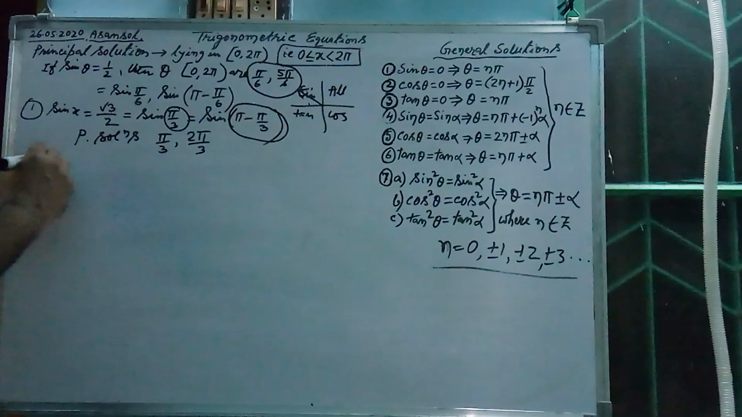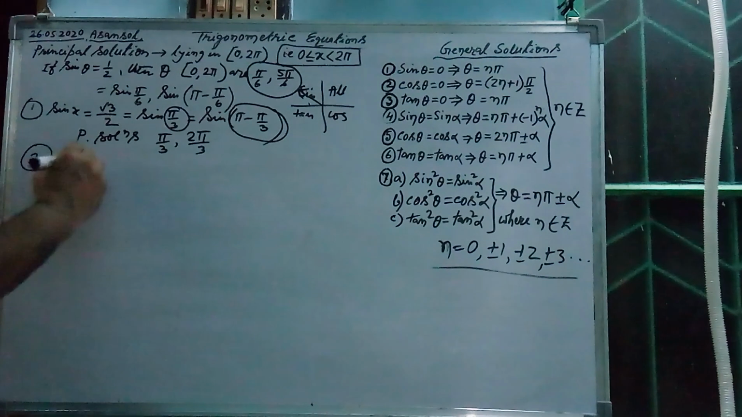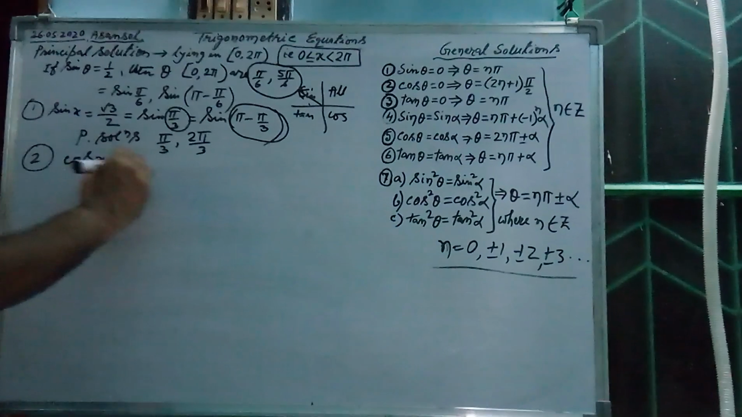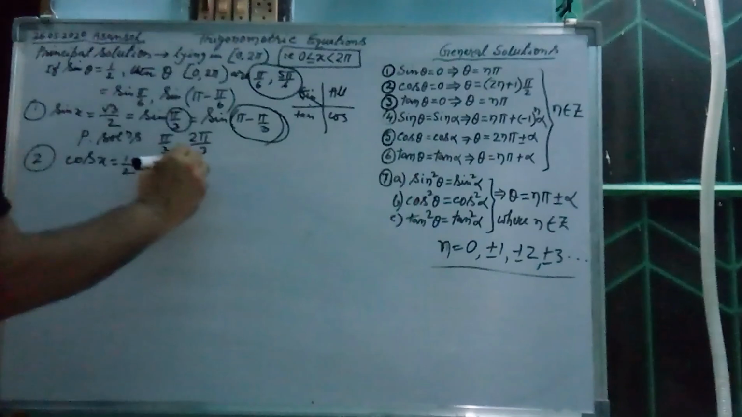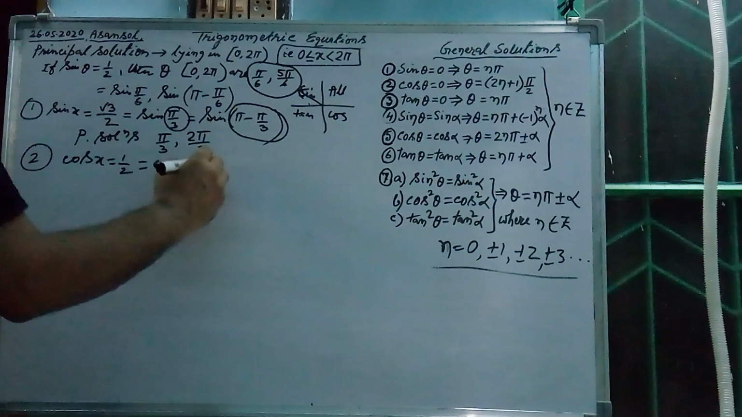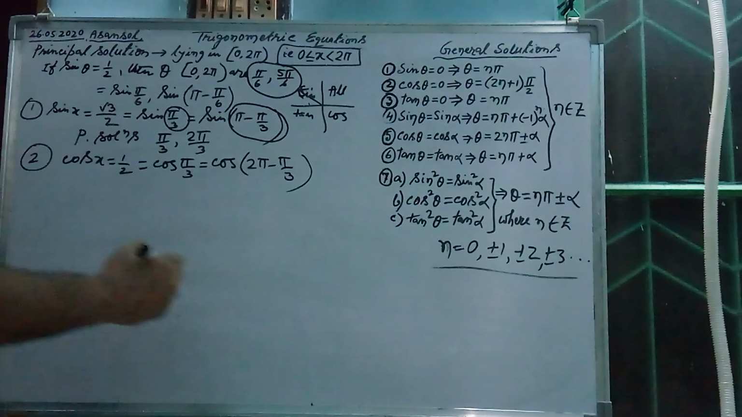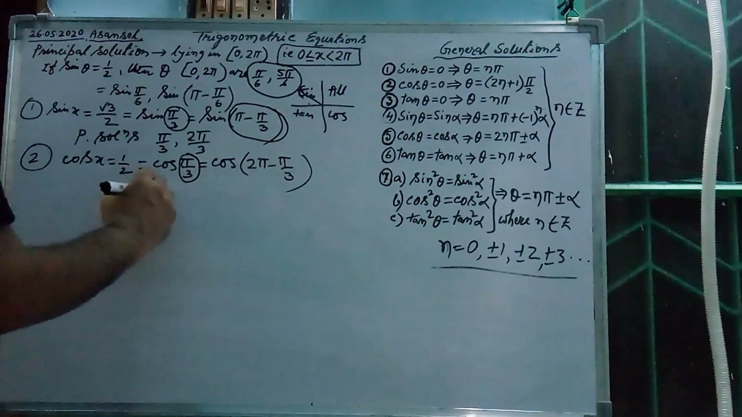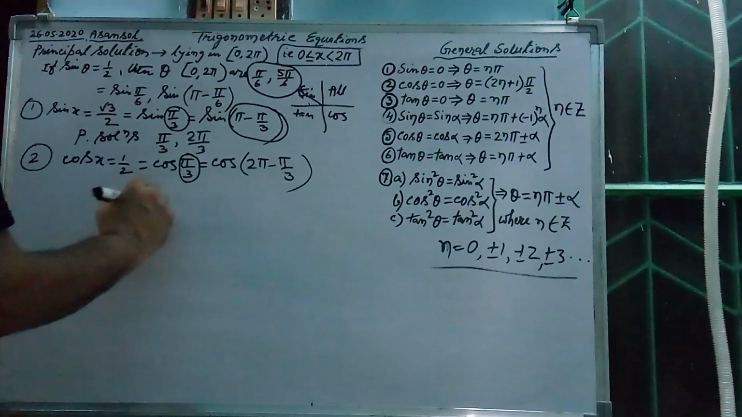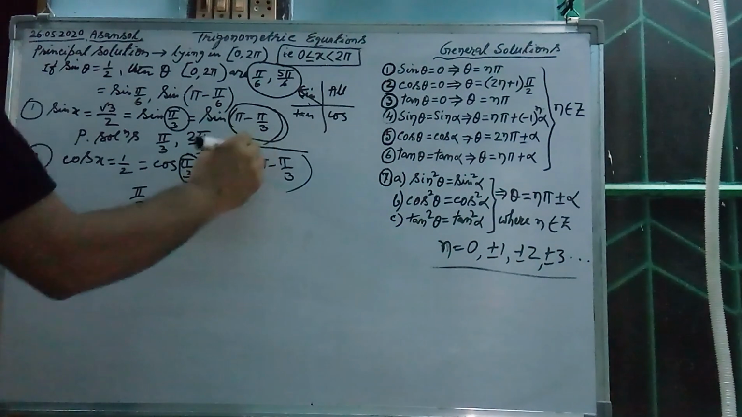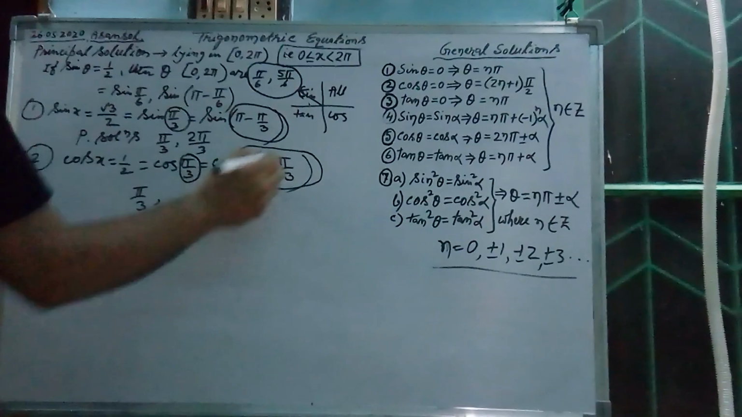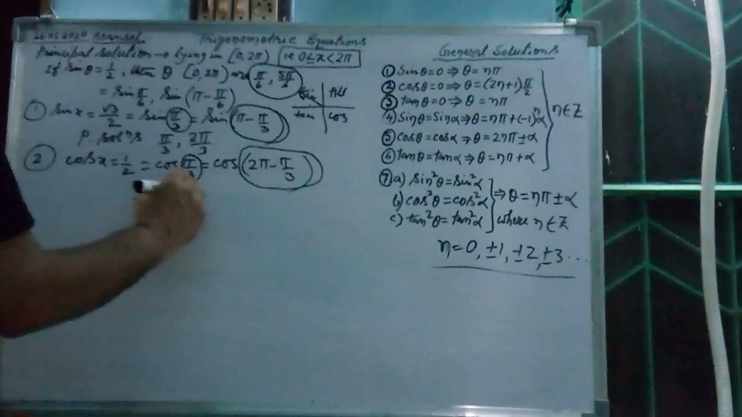Right? Number 2. Cos x is equal to half, that is equal to cos pi by 3. Cos pi by 3 can be written as cos of 2 pi minus pi by 3. So what are the principal solutions? Principal solutions are pi by 3 and 2 pi minus pi by 3. And 2 pi minus pi by 3 is equal to what? 5 pi by 3.